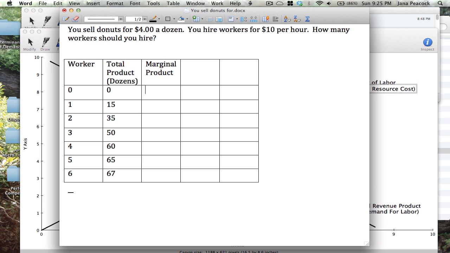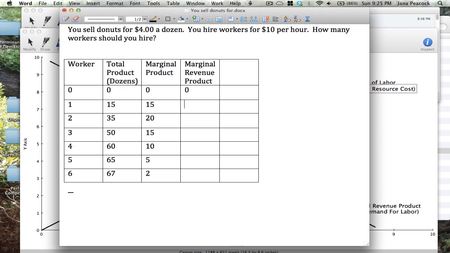First you get marginal product by taking the difference between the first worker and the next worker. So from worker 1 to worker 2, we have a difference of 20. From worker 2 to worker 3, a difference of 15, 10, 5, and 2. And then our marginal revenue product is the value of what they're making.